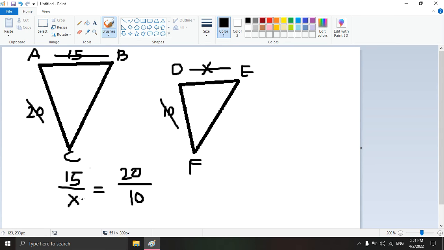So again, same, 20x equals 150. So you have the value of x, which is 7.5. It is exactly the same. Or you can have this one. So the fourth is this.